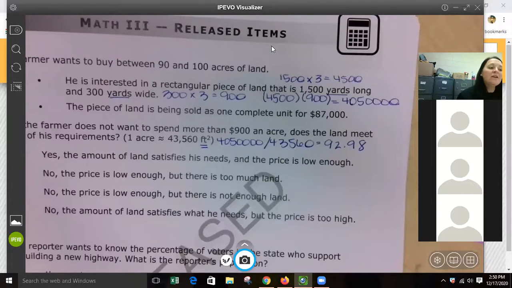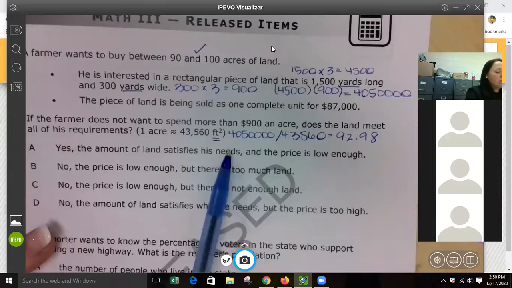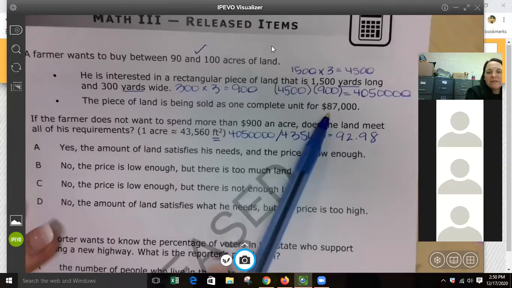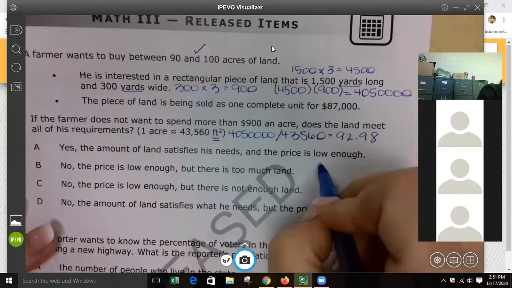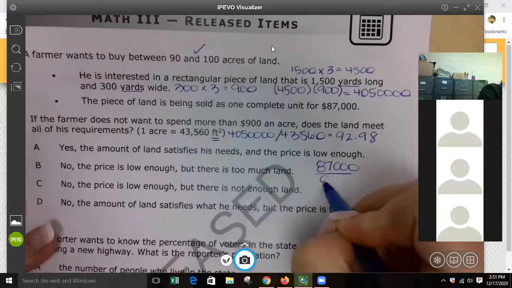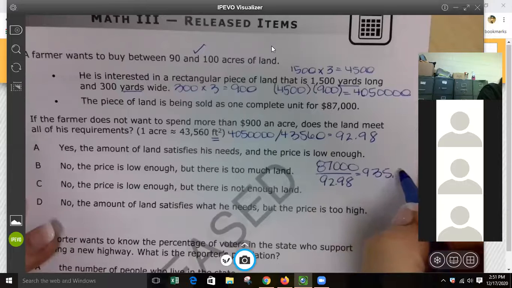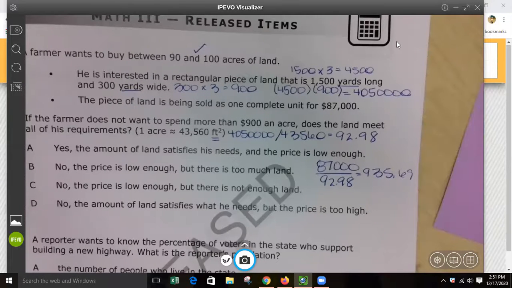Does that meet his requirement? Let me say that one more time. Does that meet one of his requirements? Yes. He's got between 90 and 100 acres of land. The next thing we want to check is if it's worth the price that he wants to pay. He doesn't want to spend more than $900 an acre. So right now he has 87,000 that it's being sold for, 92.98 acres. How do I figure out 1 acre price? Divide them. So 87,000 divided by 92.98 is going to give us 935.69.